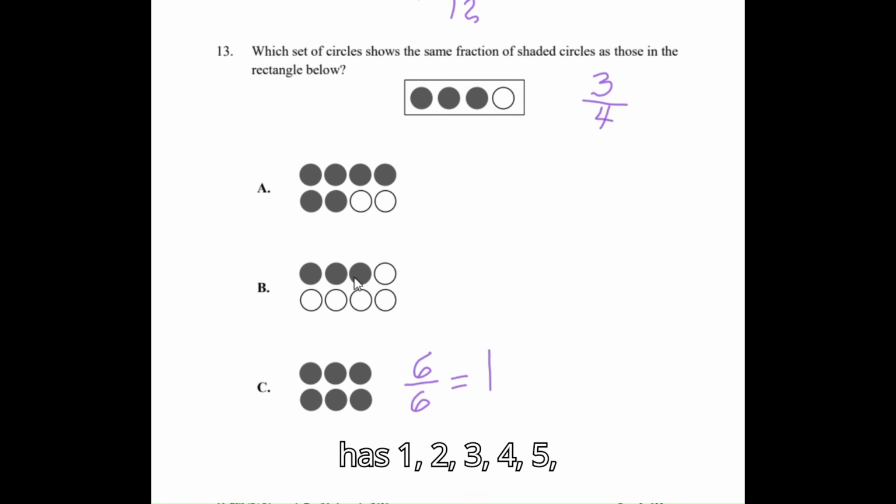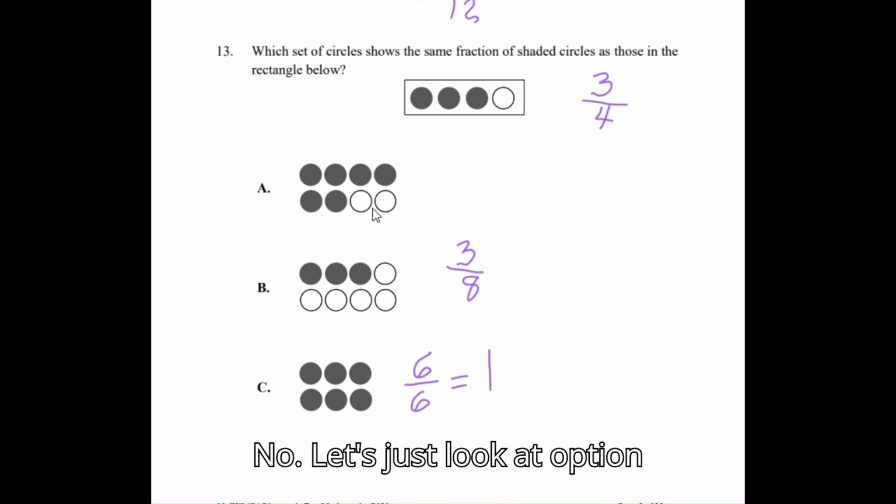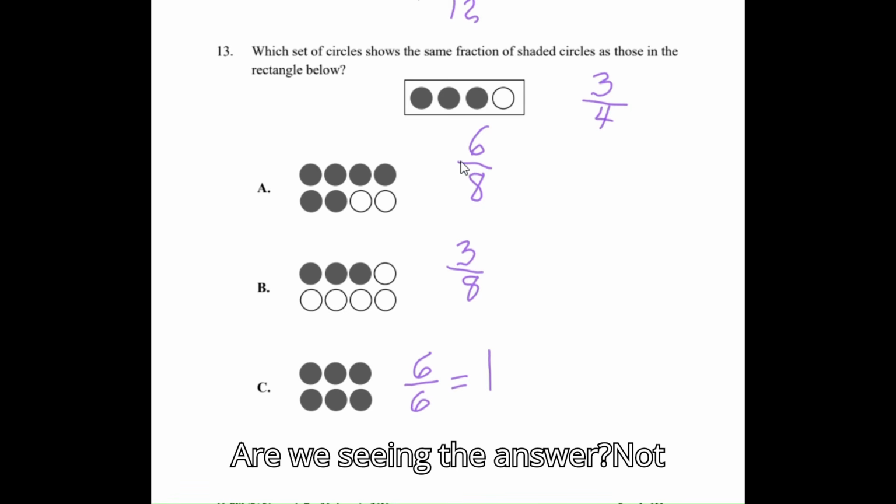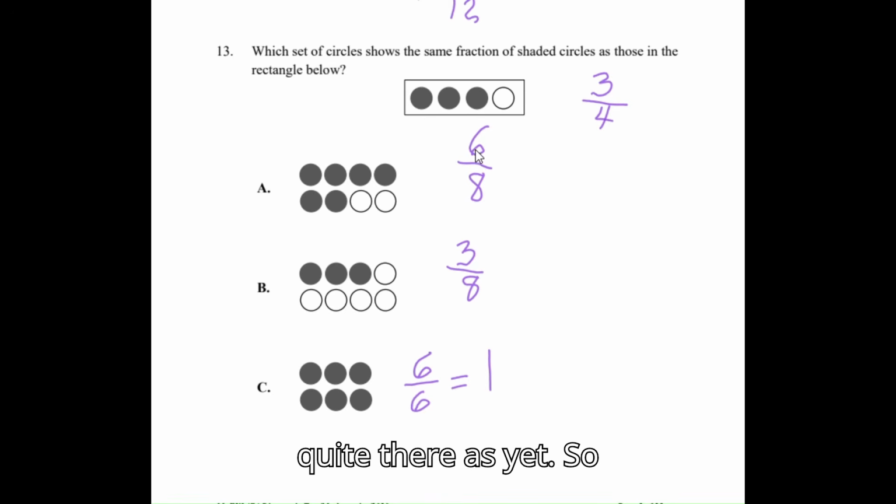Option B has 1, 2, 3, 4, 5, 6, 7, 8 circles and 3 are shaded. Is 3 over 8 equivalent to 3 over 4? No. Let us look at option A. Option A has 1, 2, 3, 4, 5, 6, 7, 8 circles and 1, 2, 3, 4, 5, 6 are shaded. Oh no! Are we seeing the answer? Not quite there as yet.